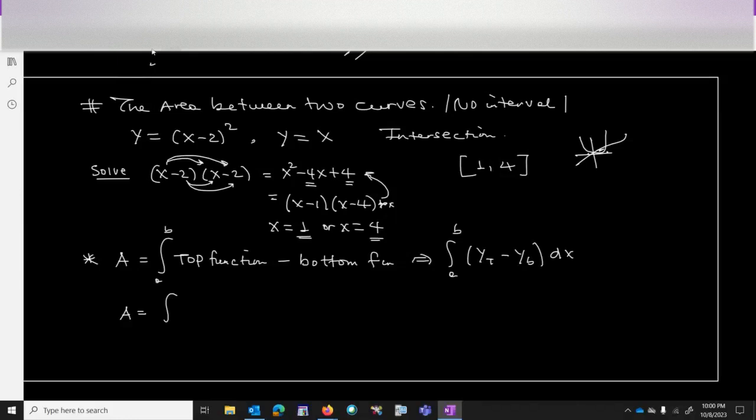So the area is this area we are calculating, between 1 and 4. Anyway, the straight line is going to be on the top. The quadratic is at the bottom. So what I can do now is, the top function is x, minus the bottom function, which is x minus 2 the whole square, dx. And from my limits of integration, because I solved the interval, from 1 to 4.